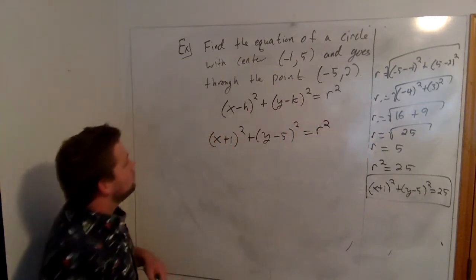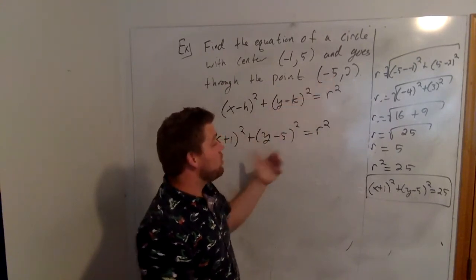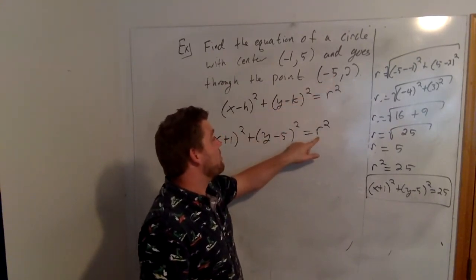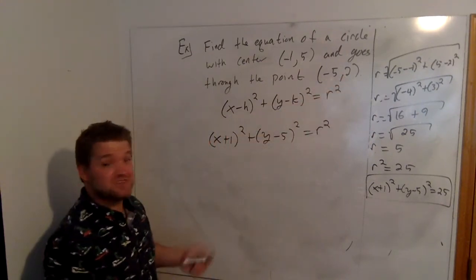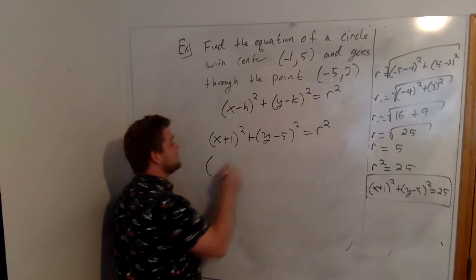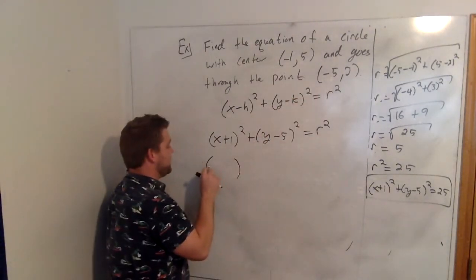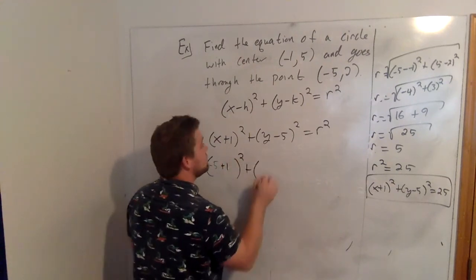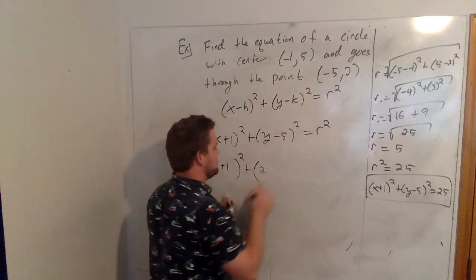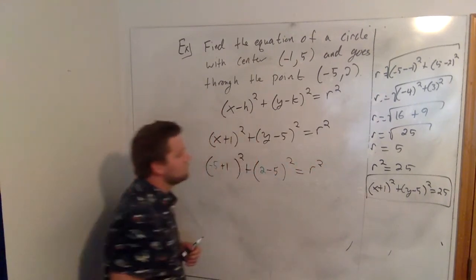Well, this point is on the circle. So what we want to know is what value of r would make this point satisfy this equation. We could just substitute that in for x and y. We have the point −5, 2, so let's plug that in for x and y. (−5 + 1)² + (2 − 5)² = r².